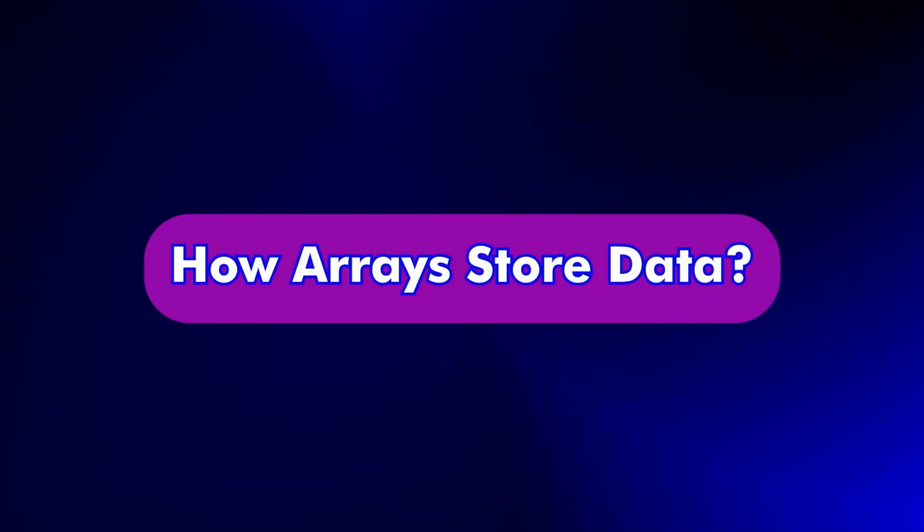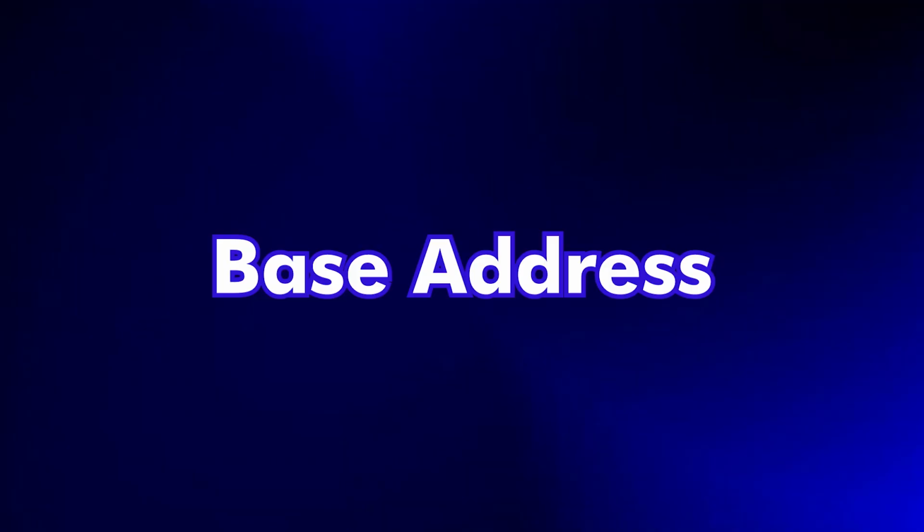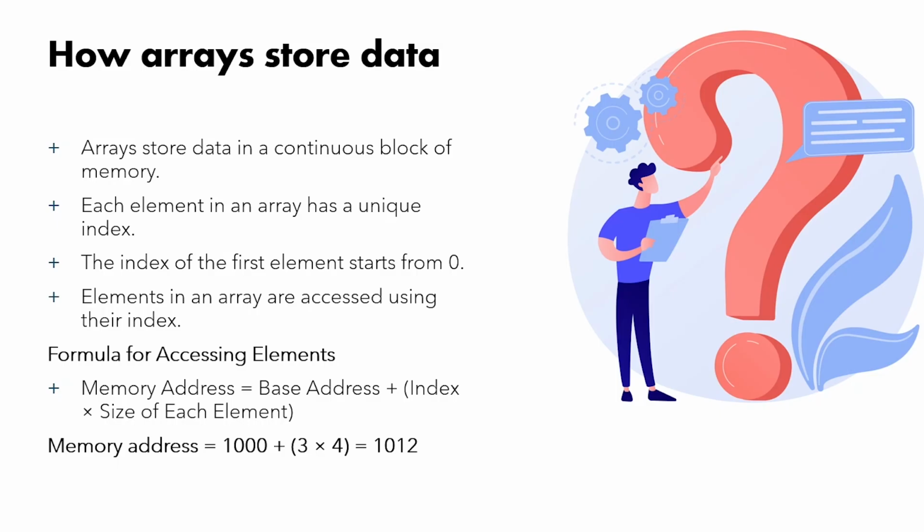When an array is created, the computer allocates a block of memory where all the elements are stored side by side in contiguous locations, just like boxes lined up in a row. The starting point of this block is called the base address. This is the memory address of the first element in the array, and it serves as a reference point for accessing any other element.